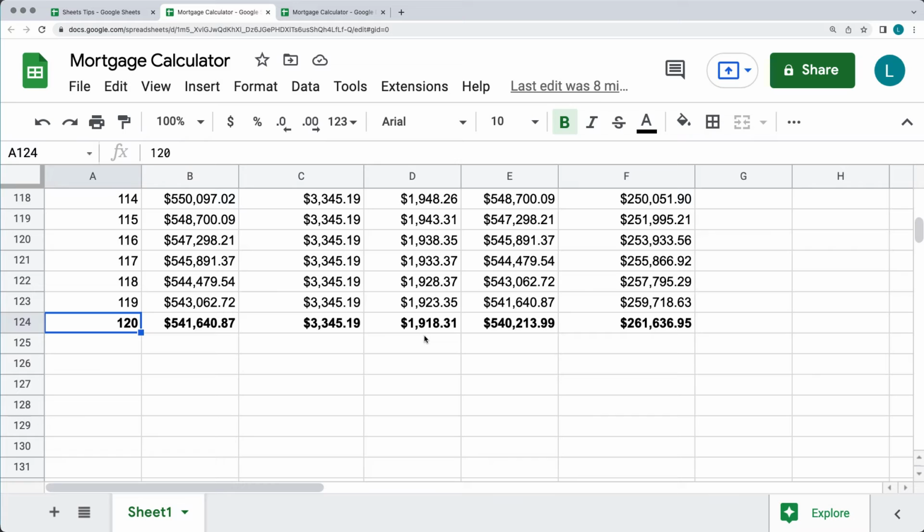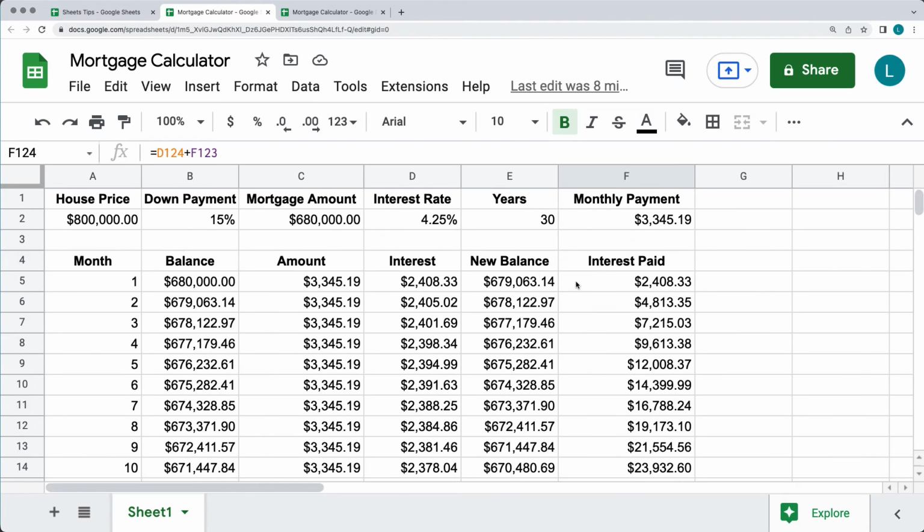And at that point, this is going to be the remaining amount that's still left on the mortgage payment, also the amount of interest that's being paid, the total amount that's left, and then also the amount of interest that's been paid at that point. So you can also update this, change the numbers, and add additional months in order to make the calculation.